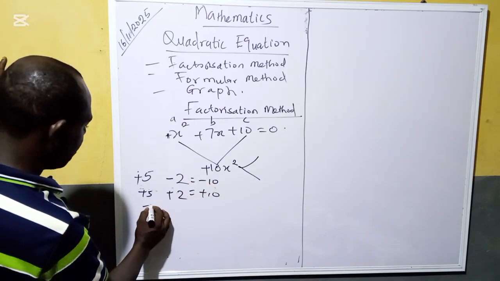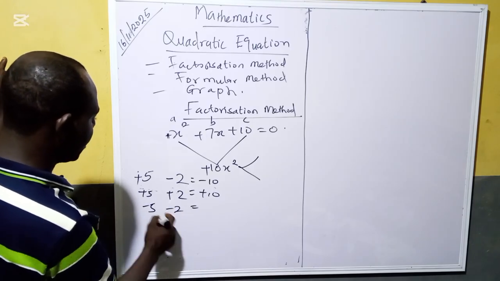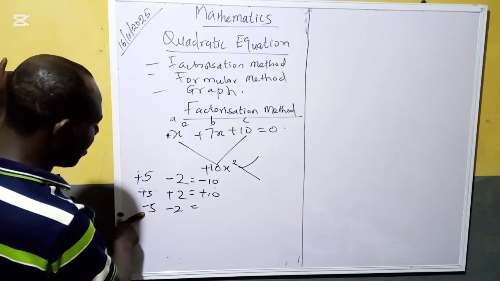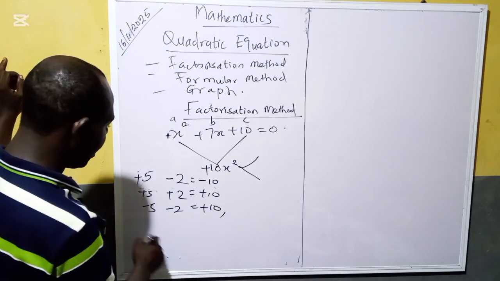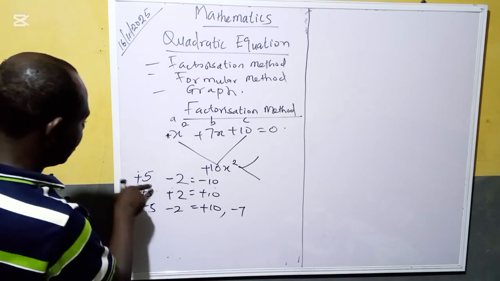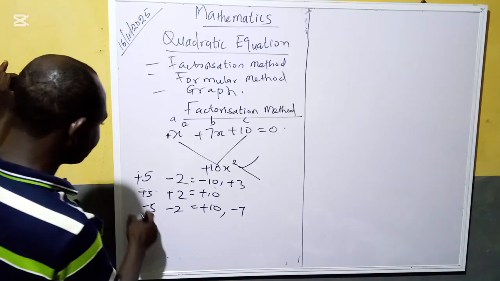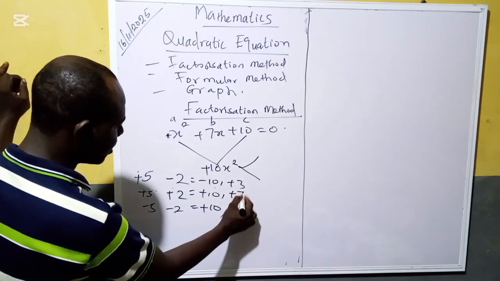Now, if you do minus 5 minus 2, minus 5 times minus 2 will give me plus 10. Then minus 5 minus 2 will give me minus 7. This one, plus 5 minus 2, will give me plus 3. This one, plus 5 plus 2, will give me plus 7.